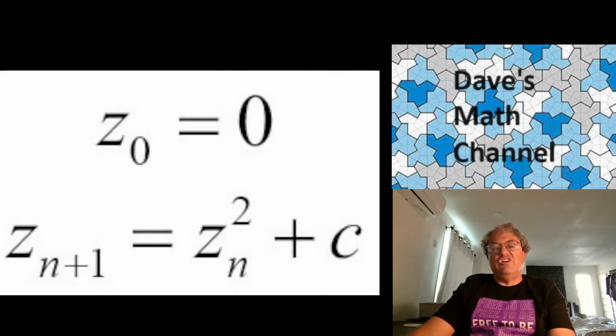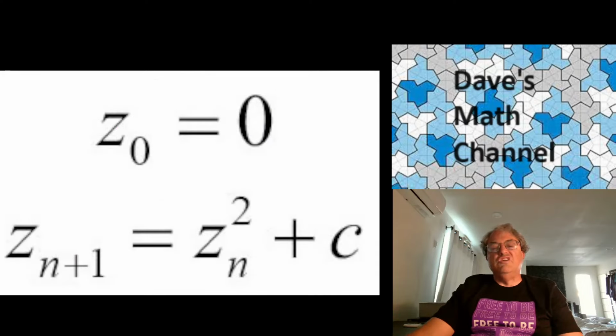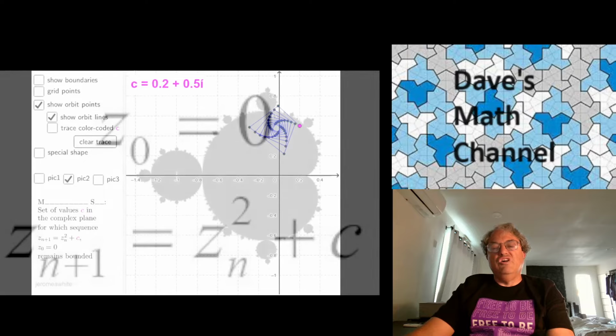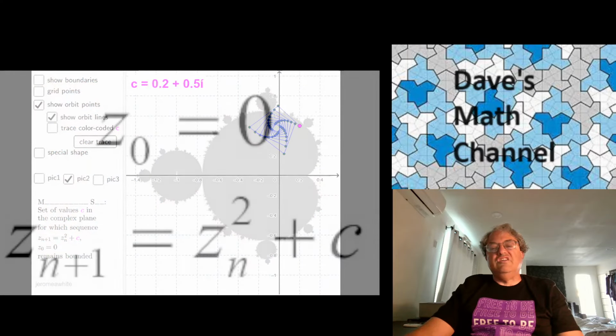And the way you get the colors in the pictures is you determine how many iterations it takes before the absolute value gets to be at least 2. So it's very easy to color in the points outside the Mandelbrot set. That's actually more interesting than the set itself. And this is a zoomed in picture. I should show you the whole Mandelbrot set again.